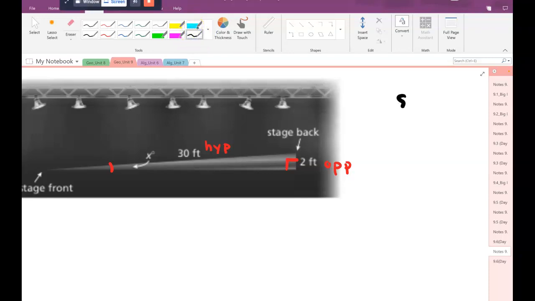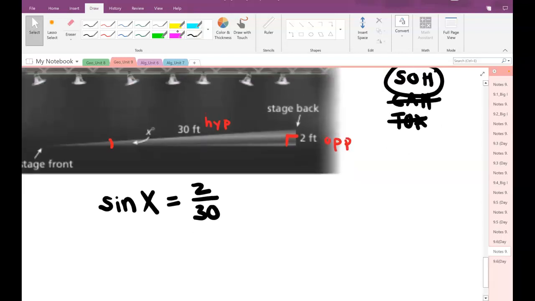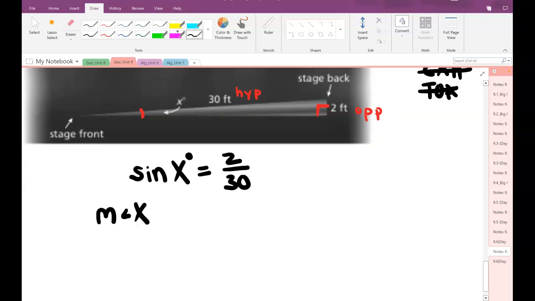So if I remember my SOHCAHTOA, I see I'm given opposite and hypotenuse, so I'm looking for O and H, so I know I have to use sine. These two will not help me. And I have to solve for X. The sine of X is going to be equal to your opposite side, 2, divided by your hypotenuse, so 2 over 30. And we're trying to solve for an angle measurement. So we have to use inverse trig functions. So the measure of angle X will be equal to the inverse sine of 2 divided by 30.